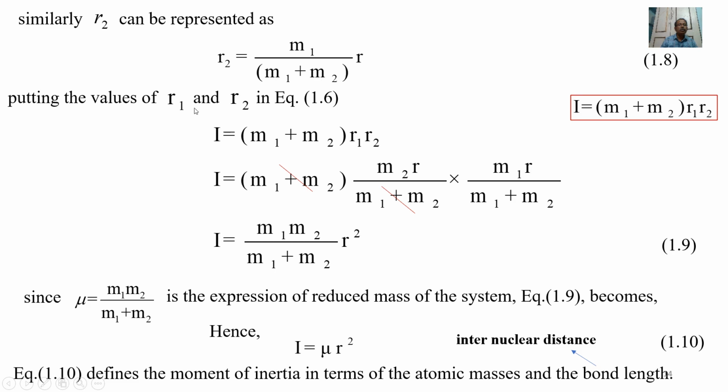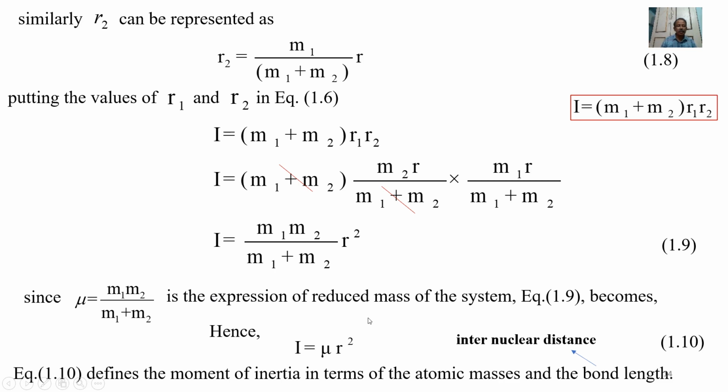Now, putting the values of R1 and R2 in equation 1.6, so I equals M1 plus M2 times R1 R2. Instead of R1 we can substitute M2 R divided by M1 plus M2, and instead of R2 you can substitute M1 R divided by M1 plus M2. And this M1 plus M2 will get cancelled. We have M1 multiplied by M2, and R multiplied by R will give us R squared, divided by M1 plus M2. So this expression, M1 M2 divided by M1 plus M2, can be replaced with mu, which is the expression for the reduced mass of the system.